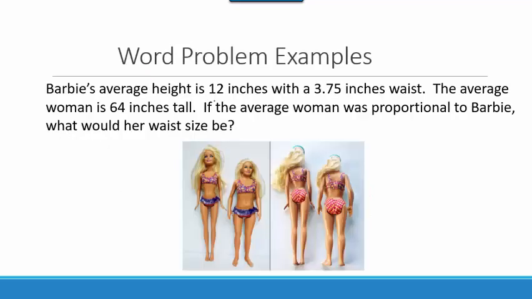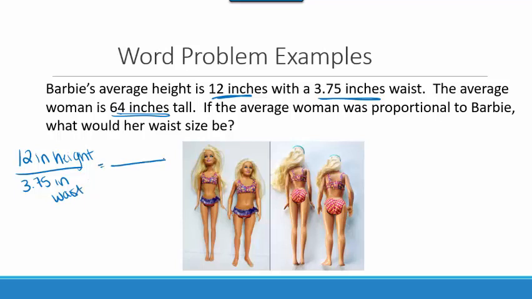This one says Barbie's average height is 12 inches with a 3.75 inch waist. The average woman is 64 inches tall. So it says if the average woman was proportional, what would her waist be? So as you read it, you're basically going to set up your proportion as you go. So she has a 12-inch height and a 3.75-inch waist.